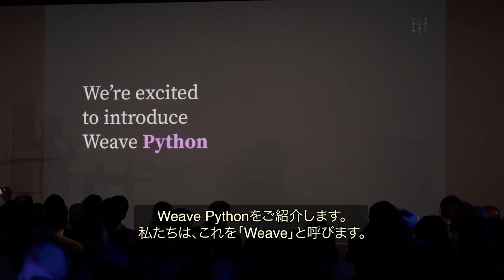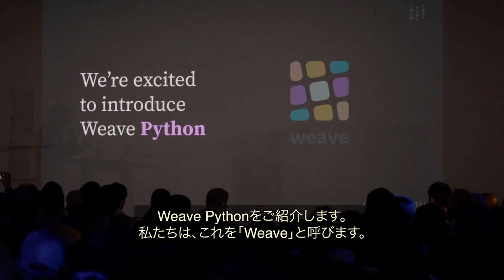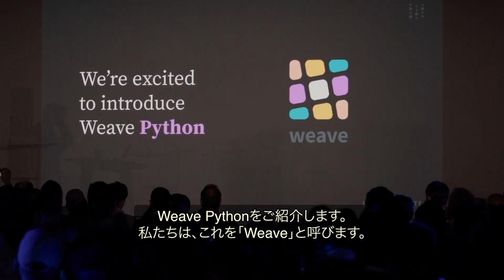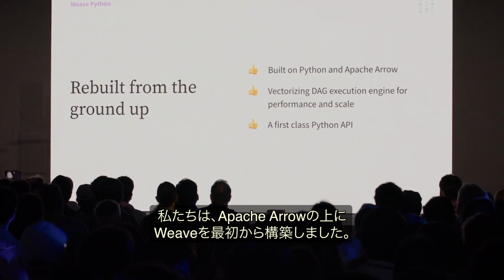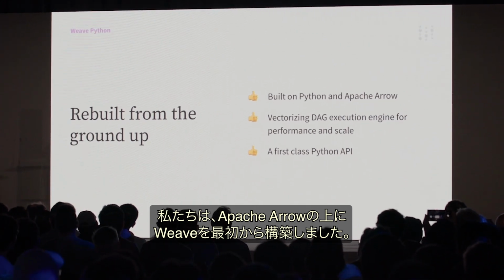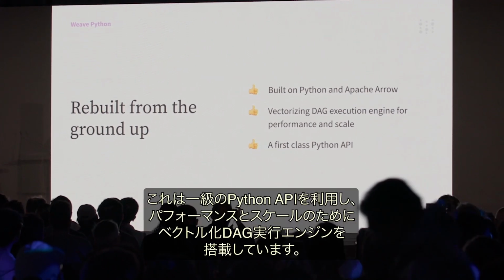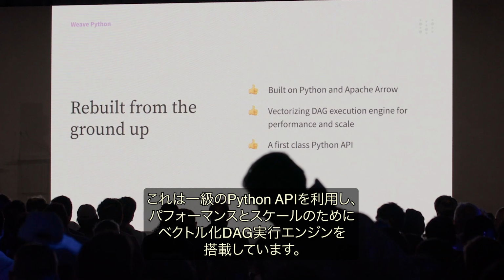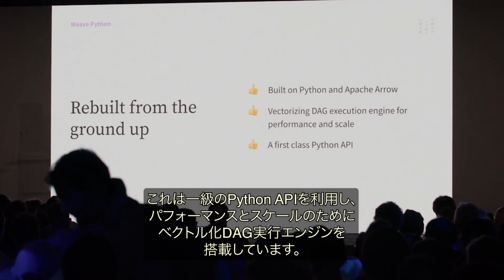Well, we're excited to announce Weave Python, which we now just call Weave. We built Weave from the ground up on top of Apache Arrow. It has a vectorizing DAG execution engine for performance and scale and a first-class Python API.